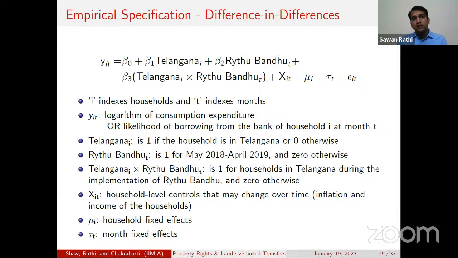But before we show you the results, there are a lot of descriptives that we wish to show, to make sure that the difference in differences assumptions are valid.